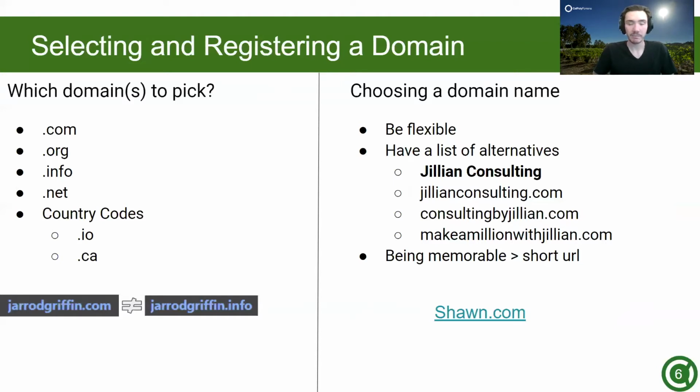When you're choosing the domain name, you really want to be flexible. So having a list of alternatives is pretty much a necessity. So let's say Jillian has a consulting company called Jillian Consulting. If jillianconsulting.com is taken, we could use something like Consulting by Jillian, or even Make a Million with Jillian. When you're creating your domain name, it being memorable is much more important than it being short. If you had a short URL of just some random characters, it'd be short, but nobody would be able to memorize it. Make a Million with Jillian is long, but it is very memorable.